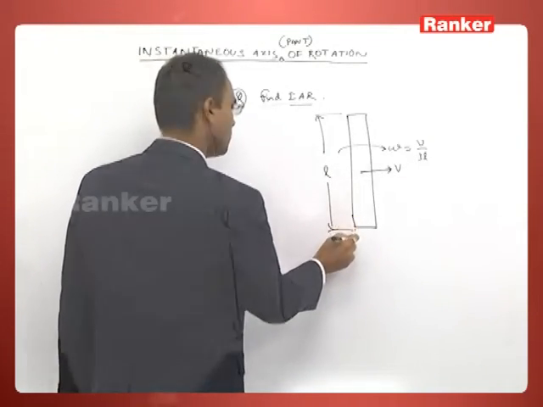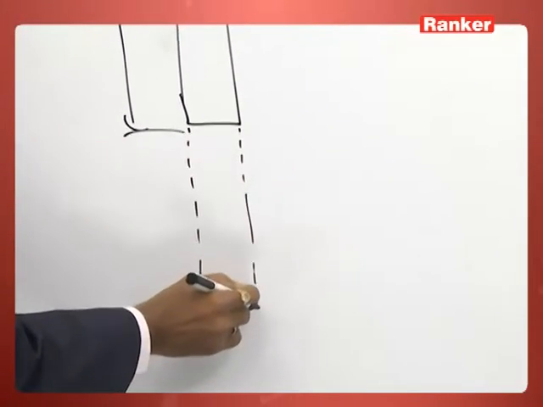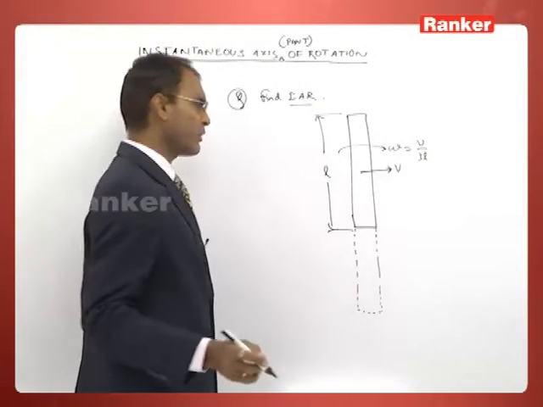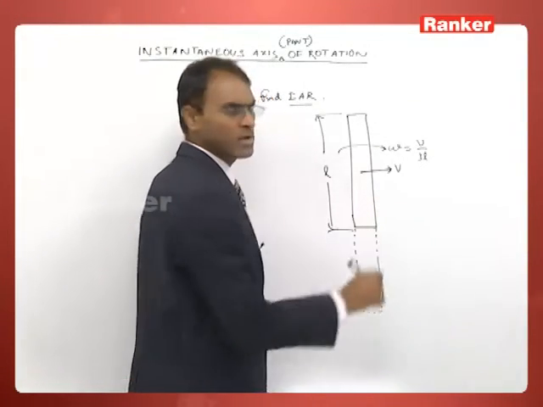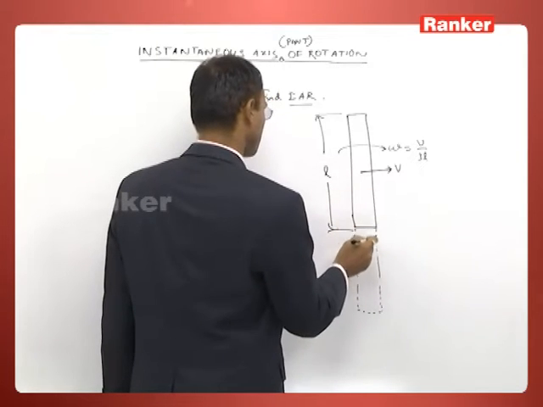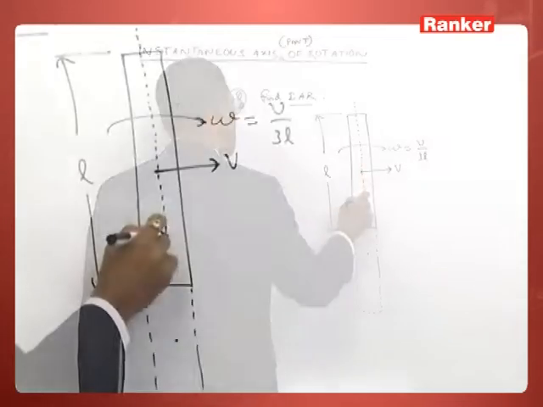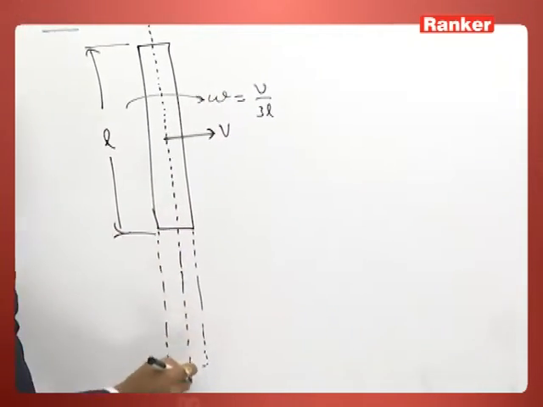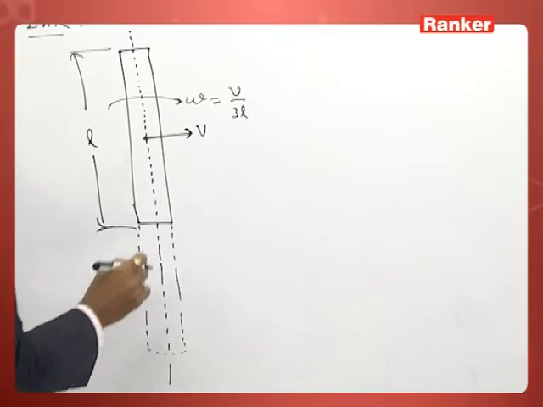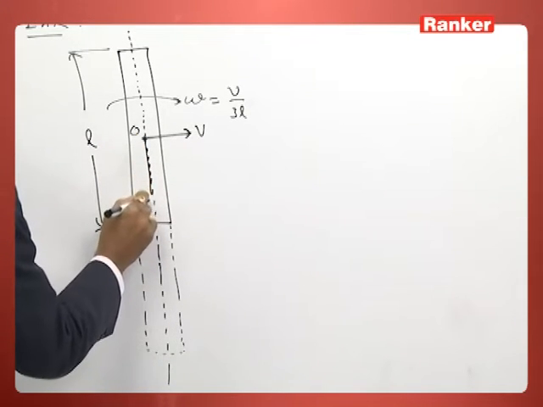Let us extend the rod. We do not know whether the instant axis of rotation is lying inside it or outside the rod. Let us take a point on the perpendicular drawn to this velocity vector at a distance of, suppose r.